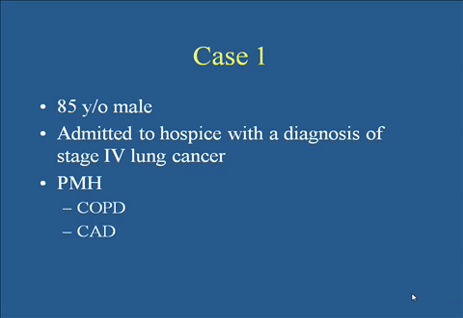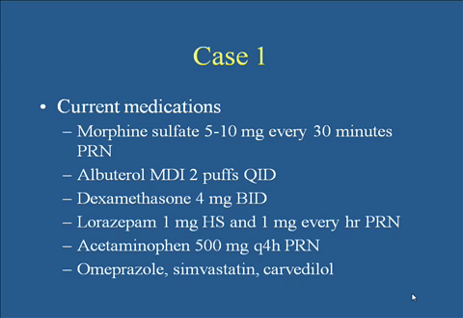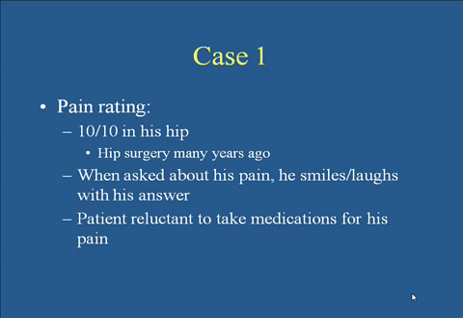Okay, so first case we have here is one of an 85-year-old male who was admitted to our hospice service with a diagnosis of stage 4 lung cancer, past medical history of COPD and coronary artery disease. Current medications is on morphine sulfate, 5 to 10 milligrams every 30 minutes PRN, and we typically are going to move that back to 45 to 60 minutes, but he entered the hospice program taking it every 30 minutes PRN. Albuterol, dexamethasone twice a day, lorazepam, acetaminophen, and a few other medications that are not really relevant.